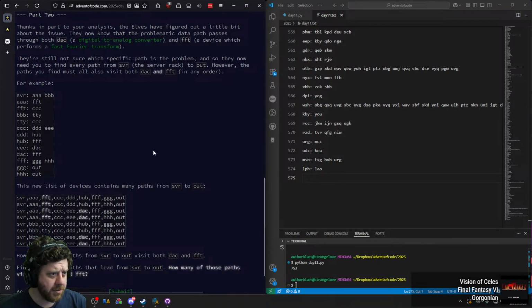Thanks in part to your analysis, the elves have figured out a little bit about the issue. They now know that the problematic data path passes through both DAC and FFT, a device which performs a fast Fourier transform. A digital analog converter and fast Fourier transform. They're still not sure which specific path is the problem, and so now they need to find every path from SVR to out. However, the paths you find must also visit both DAC and FFT in any order.